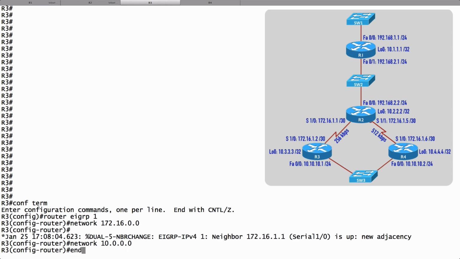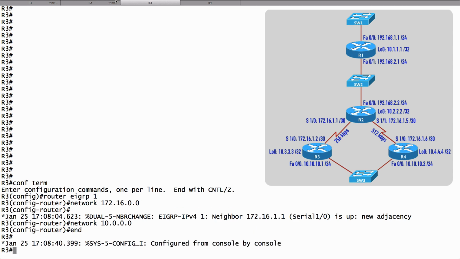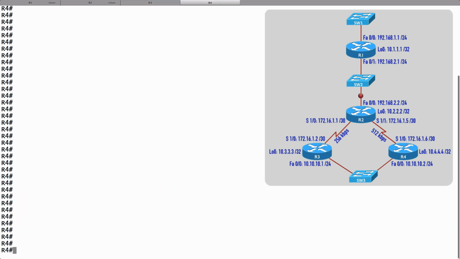We're done on router R3. Let's go to router R4, and let's use one other shortcut. We began by saying network, giving a subnet address, and giving a wildcard mask. We said if we didn't give the wildcard mask, then a classful mask would be assumed. What if we did this?